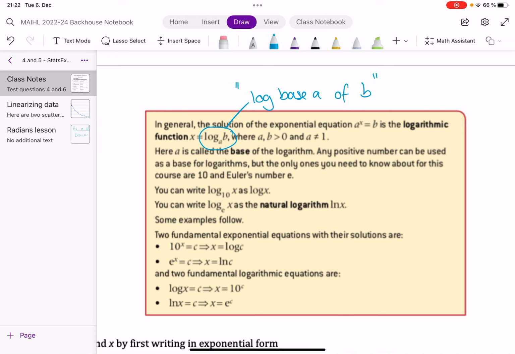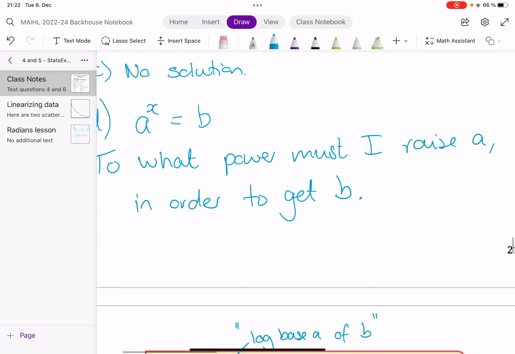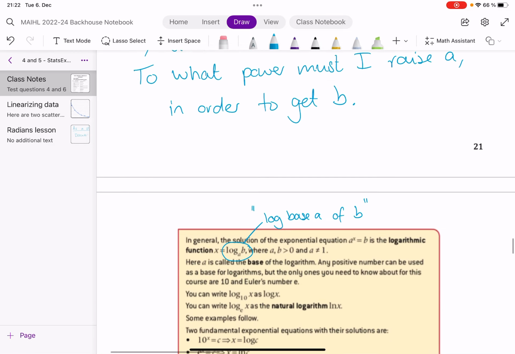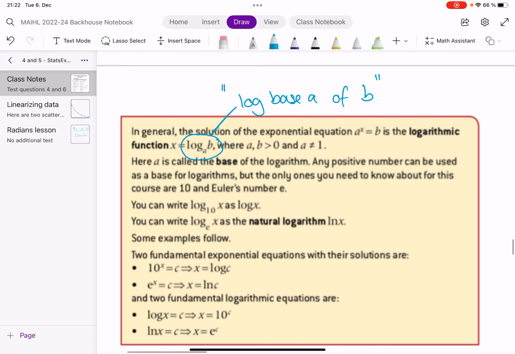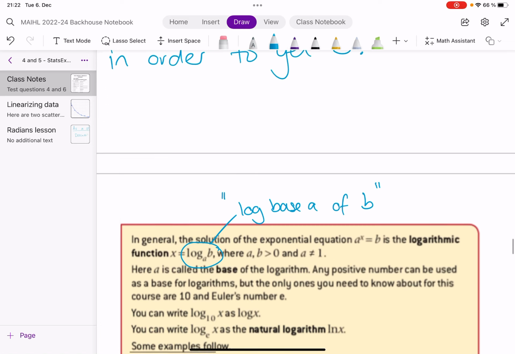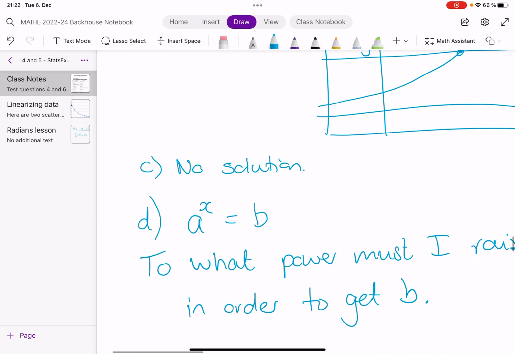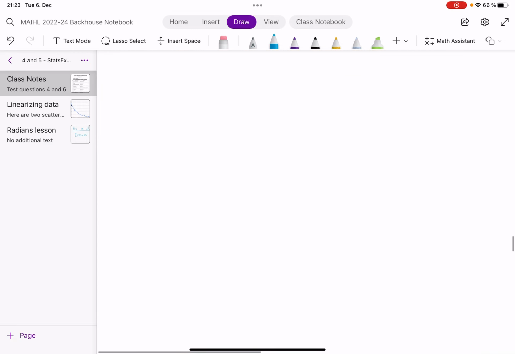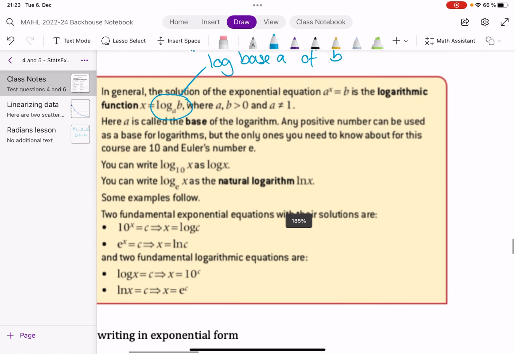I'm going to put that in quotations because that's what we say. Log base a, well, a was the base, x is the exponent. So base a, that does make sense. a and b have to be greater than 0 and a is not equal to 1. If a was 1, we'd be doing 1 to the power of something, and that's always going to be 1. And we talked earlier that b and a are both greater than 0.